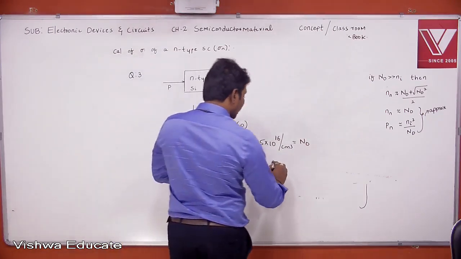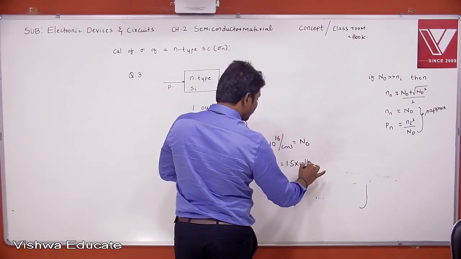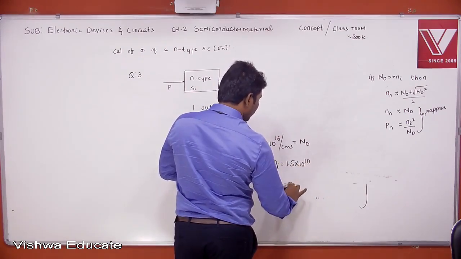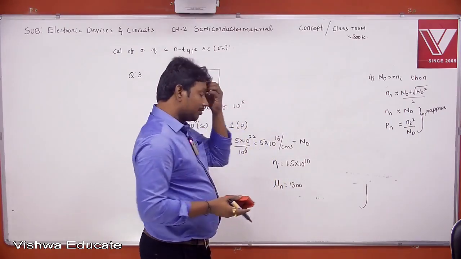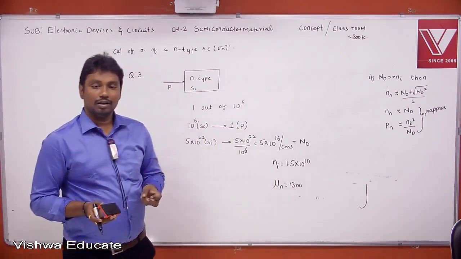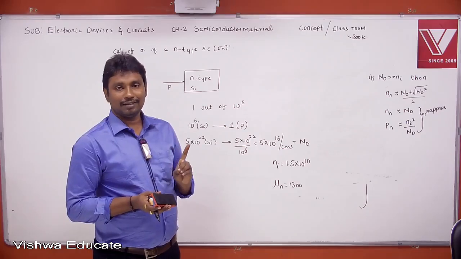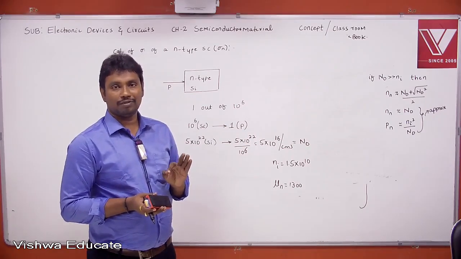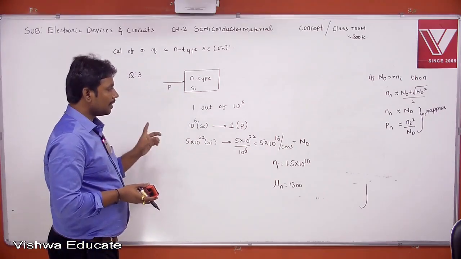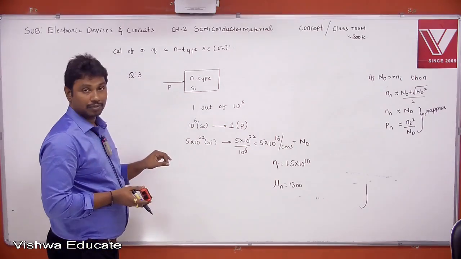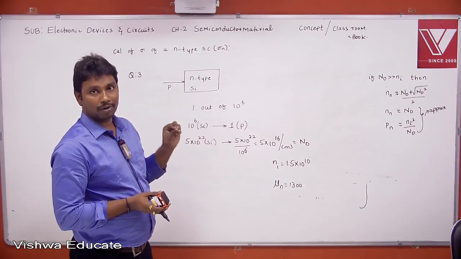Also, they gave an intrinsic concentration, ni equal to 1.5 into 10 power 10, and mu n equal to 1300. Here, what is the first bit? Carrier concentration. For calculation of carrier concentration, we have two formulas: one is the exact formula, another is the approximate formula. For this example, which one is suitable, exact or approximate? Approximate.